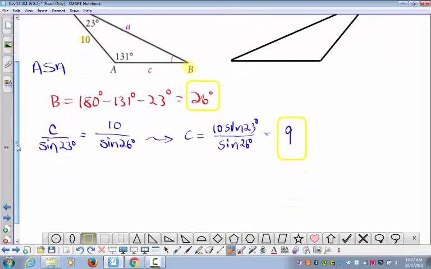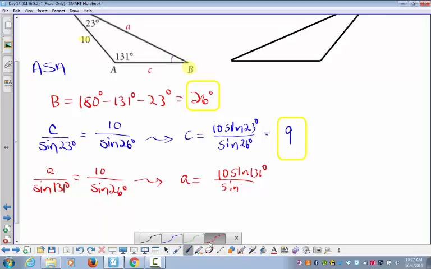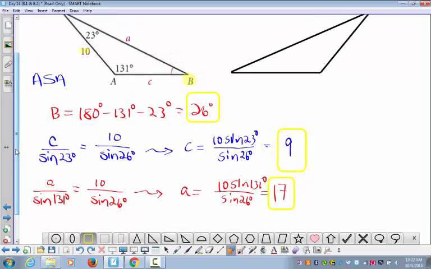And then we'll go for side A. So side A divided by the sine of the angle A, which is 131. We'll use the same ratio that we used above. Multiply both sides by the denominator from the left. So we end up with 10 sine of 131 divided by sine of 26. And what do we get when we type that in? 17. So that is it. Not too bad.